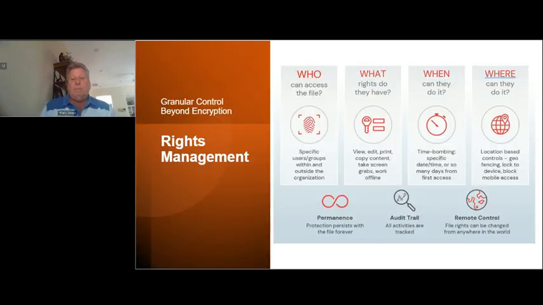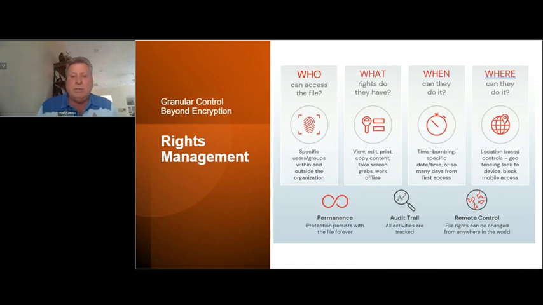And what we mean by protection is answering 4 questions about your data. The first is who? Are you the right user or group of users who can access the information? Once you pass muster, then what usage controls can you do with the information? Can you just view it, edit it, print it, copy and paste, take screen grabs, share downstream?